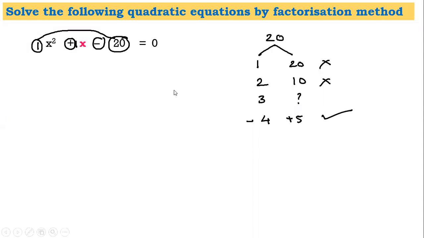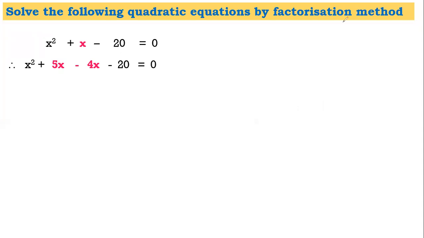Now let us split it: x square as it is, minus 20 as it is, plus 1x will be written as 5x minus 4x. Now students, what we have to do is take common. I assume you all have understood how to take common. Even if not, I will explain for this sum as well in detail.